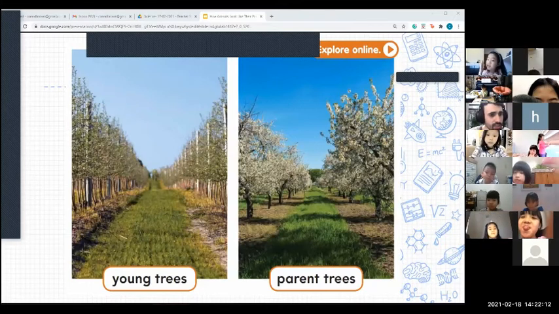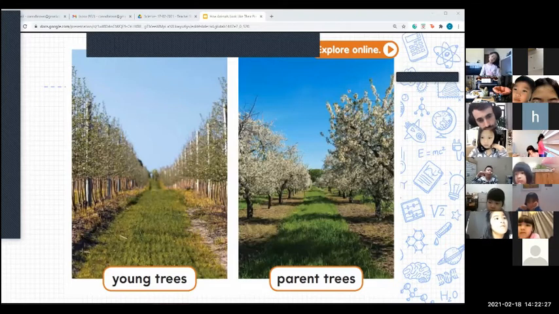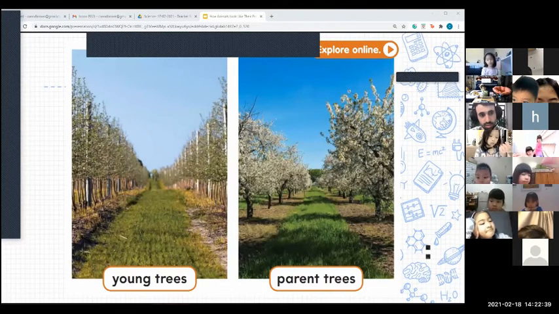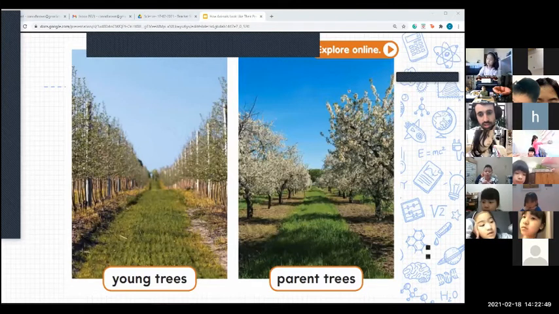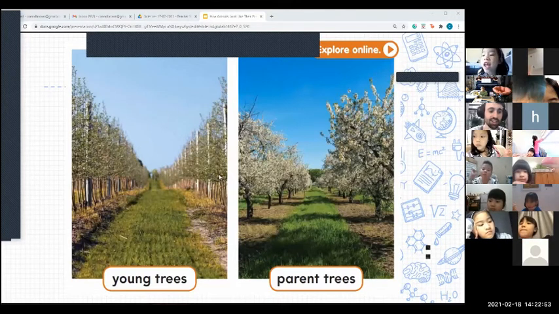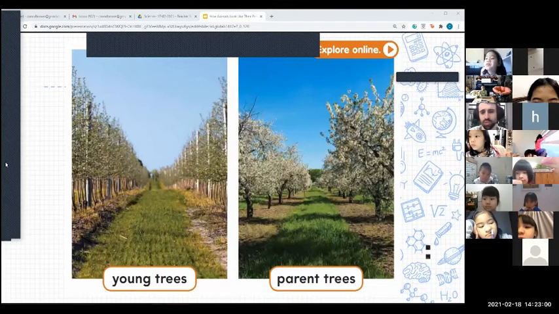How about Banana? The young tree has green leaves, and the parent tree has... Are you forgetting what the word is? Flowers. There you go. It has flowers. It has white flowers. Good descriptive word.